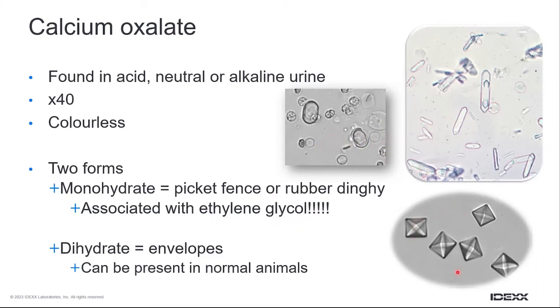So we're mainly going to be thinking about dihydrate because they're the ones we're more likely to see. Although they can be present in healthy animals, they can also be found in animals with pathological states such as hypercalcemia and other endocrine conditions in dogs, but that doesn't really apply to cats. So hypercalcemia may predispose an animal to calcium oxalate crystalluria.